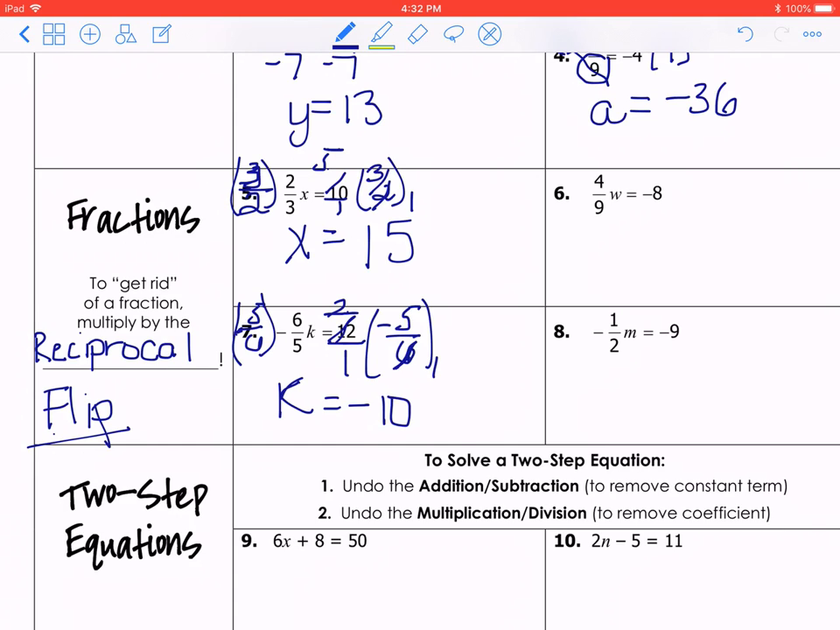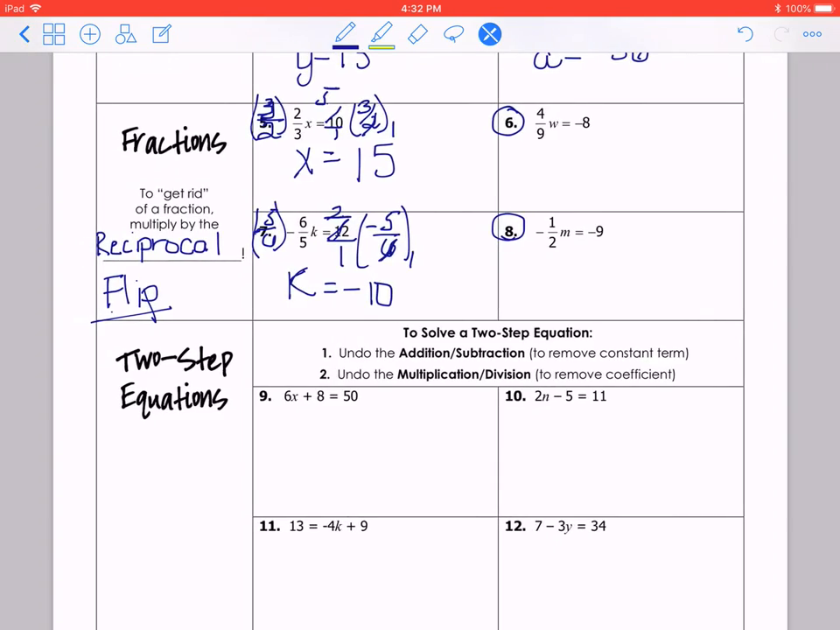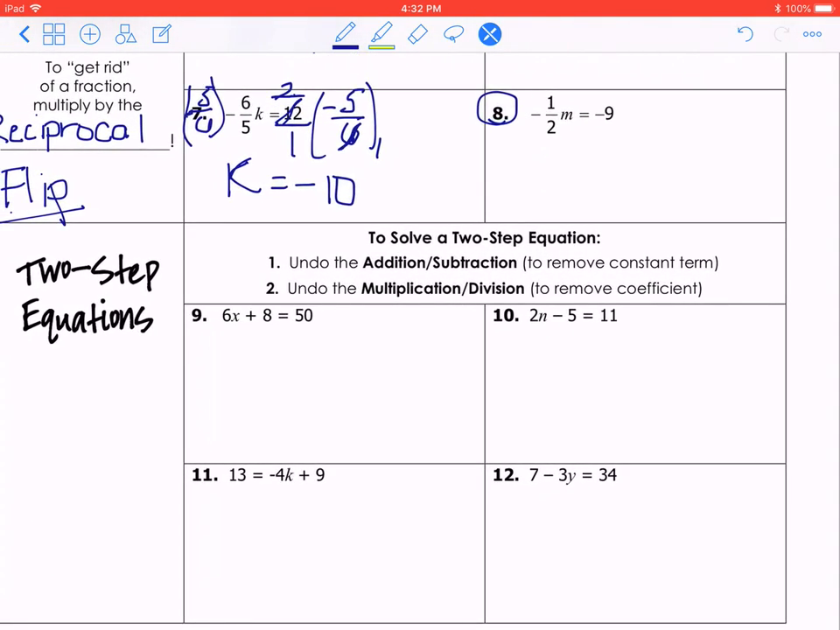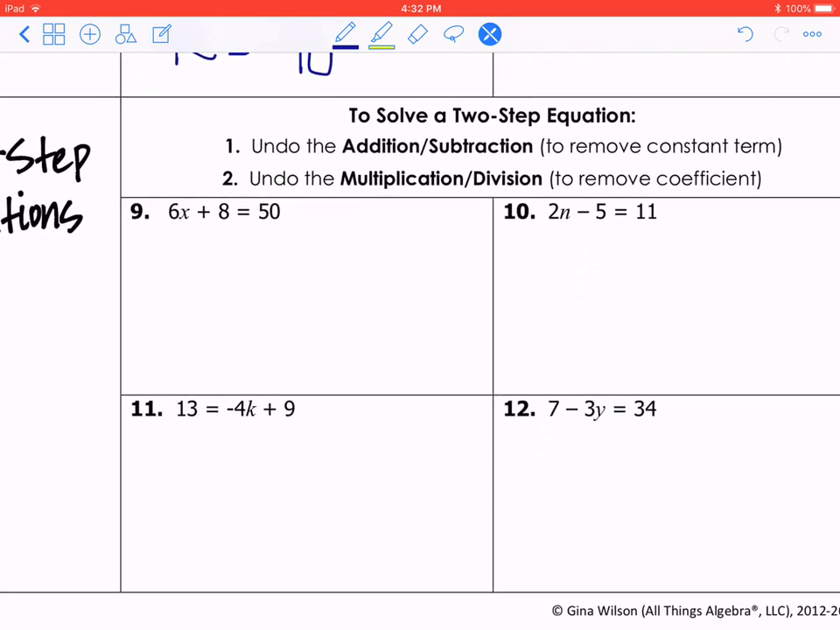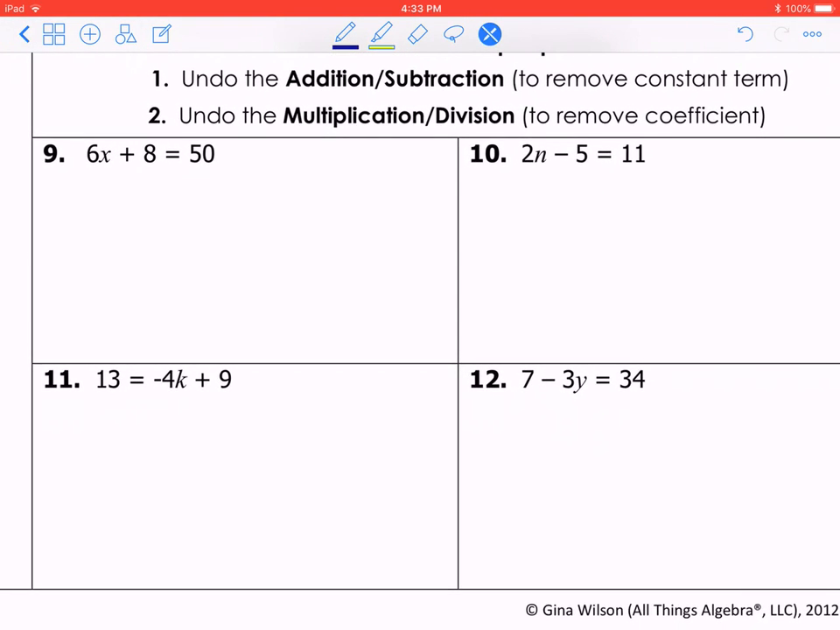Okay, so moving on to two-step equations, we're going to combine everything that is in the top. By tomorrow, I want you to also finish 6 and 8. Alright, so two-step equations, it's exactly that, 2 steps. You're going to undo the addition and subtraction first, and then you're going to do multiplication or division to remove the coefficient from the variable. So what I mean by that is, let's go ahead and hop to number 9.